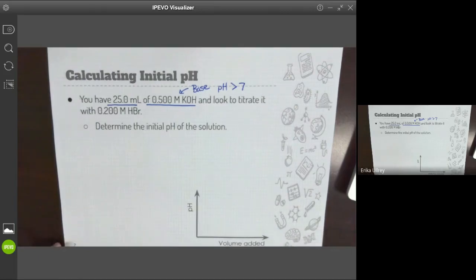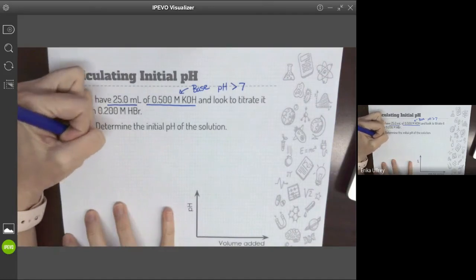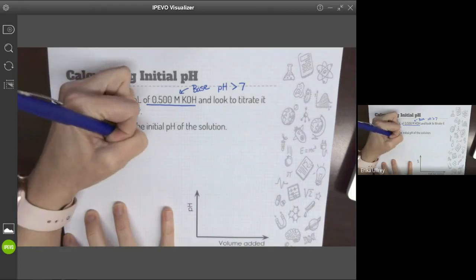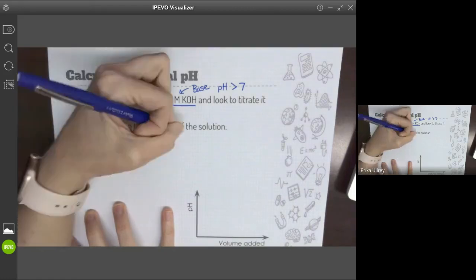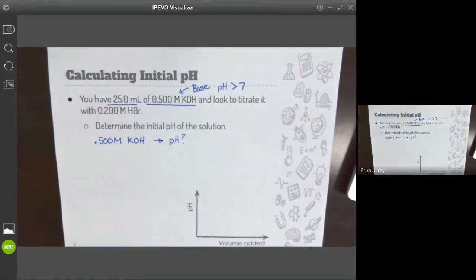Okay, so it says determine the initial pH of the solution. So it's asking us to figure out what is the pH of our 0.5 molar KOH solution. Okay. So we have a 0.5 molar KOH solution and we want to know its pH. So what are we going to do to find the pH of this? This is the type of calculation that we did on day 1 of this unit. So Pamela, what are we going to do to find the pH?